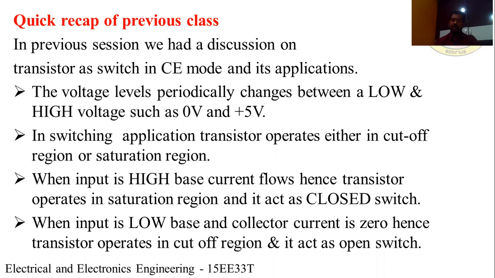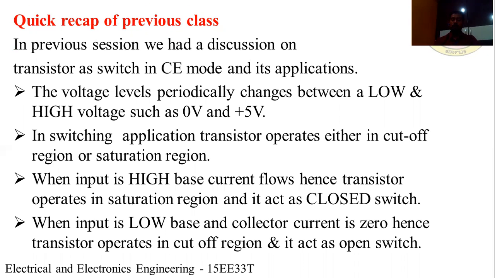We know the output characteristics of a transistor operated in CE configuration have three regions: the active region, the saturation region, and the cutoff region. When the input of the transistor is high, the base current flows, hence the transistor operates in the saturation region and it acts as a closed switch. Then current conduction takes place.